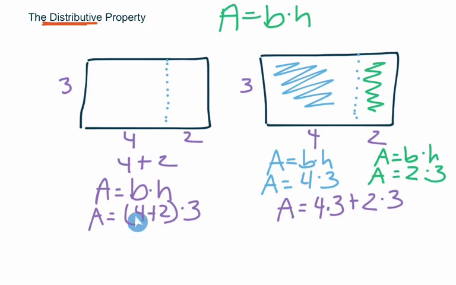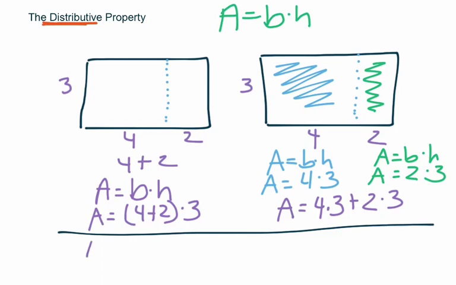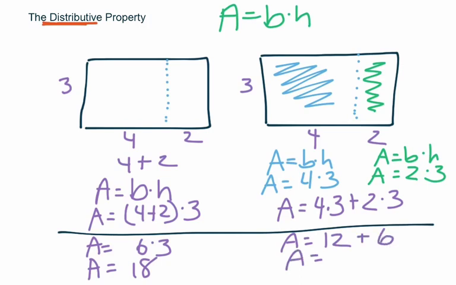So here you've got the 4 plus 2 inside the parentheses and the 3 multiplying on the outside. Here, the 3 is distributed to everything in the parentheses. So just to confirm that these are the same, we would use our order of operations. 4 plus 2 is 6, and 6 times 3 is 18. Over here, 4 times 3 is 12, 2 times 3 is 6, and 12 plus 6 is 18.